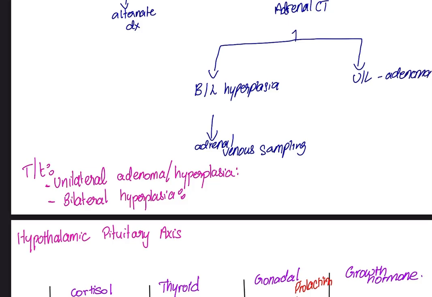In treatment, if you have a unilateral adenoma and hyperplasia, do surgery. If it's bilateral, we treat with spironolactone or eplerenone.